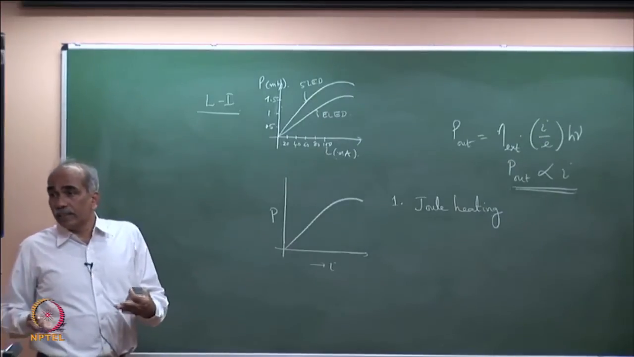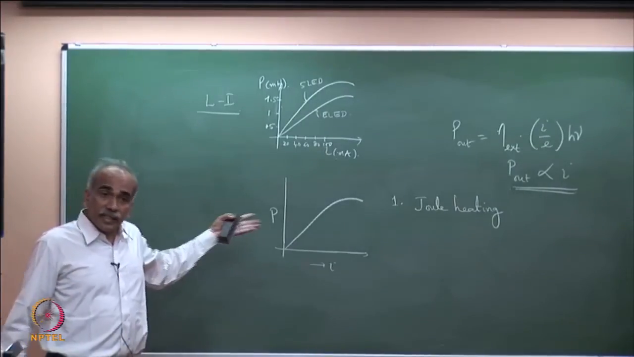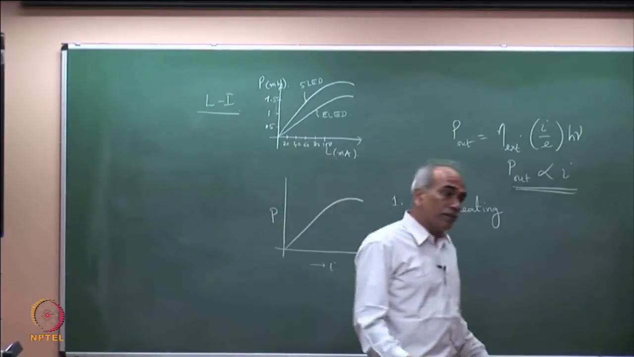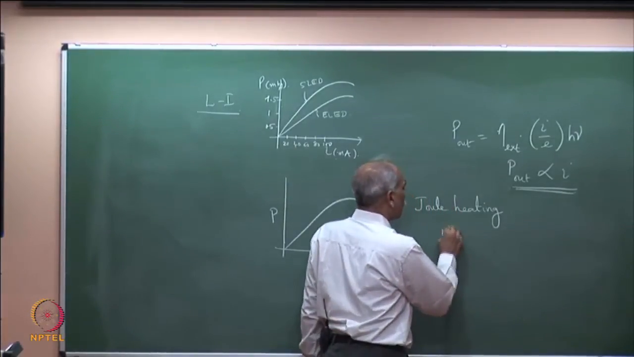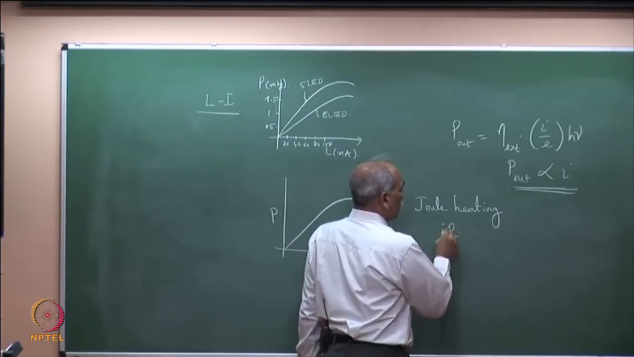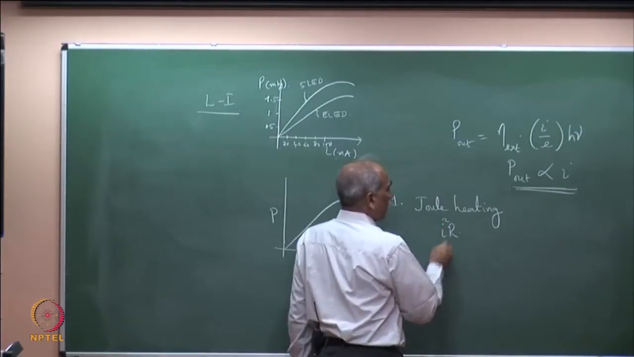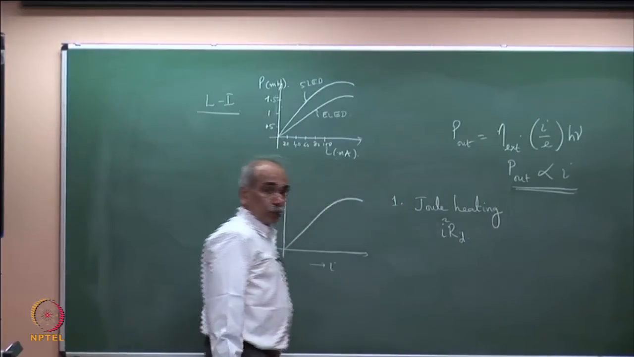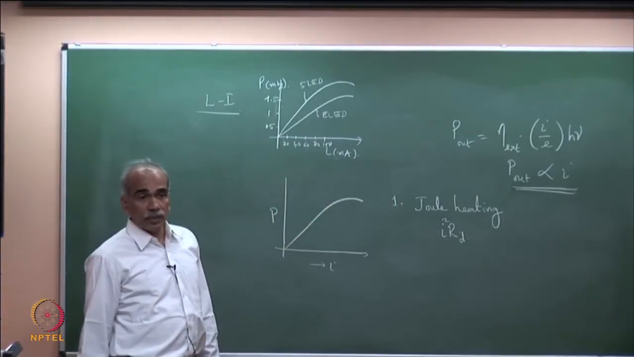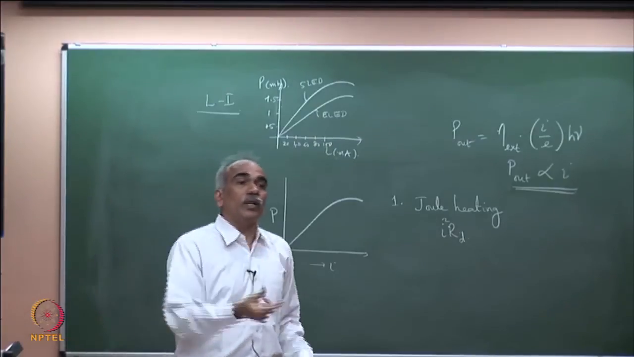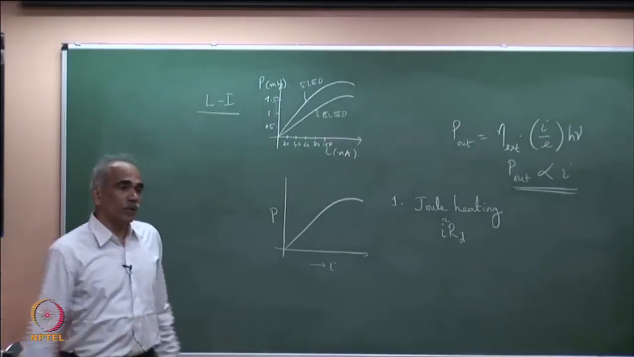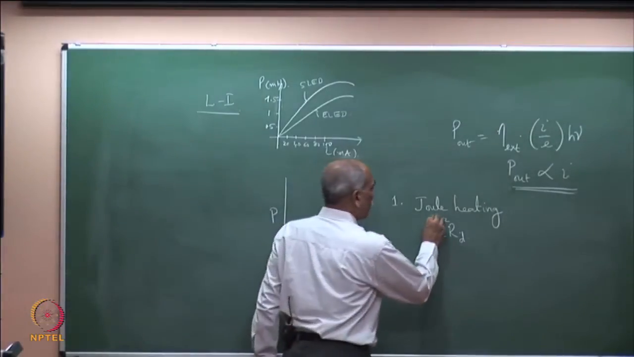It is a diode. The diode has an internal resistance. Current is flowing through the resistance. So, there is I squared R heat. So, Joule heating is because of I squared R, where R is the diode resistance. So, there is heating of the diode. In fact, if you touch the diode, you can feel that the diode is getting hotter as the current increases.